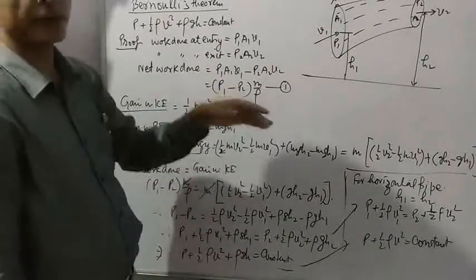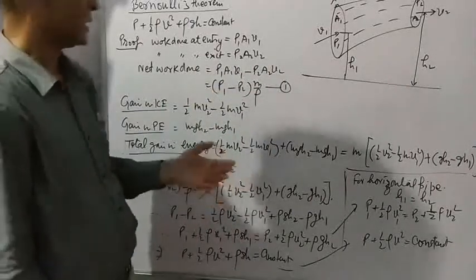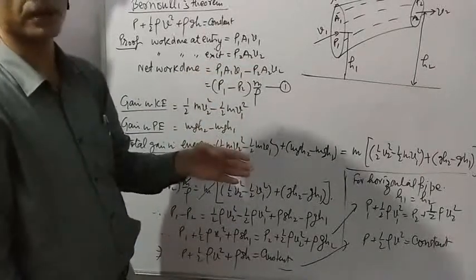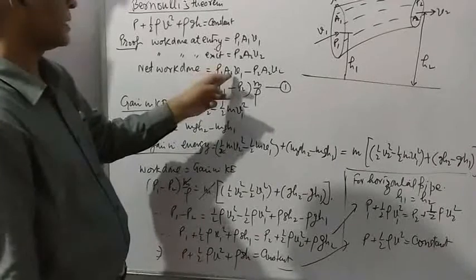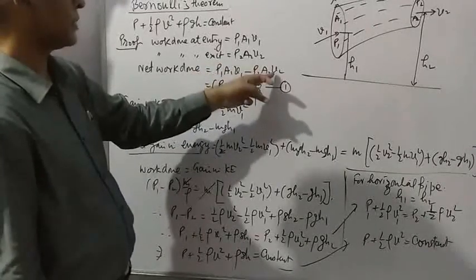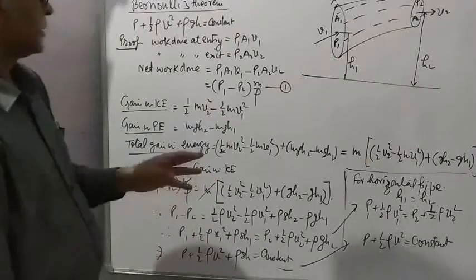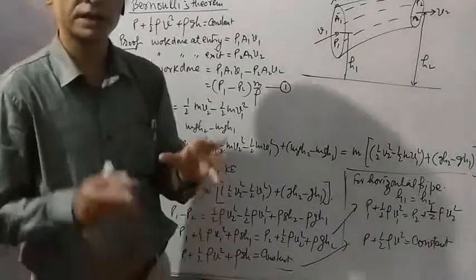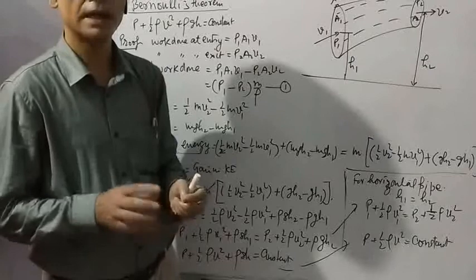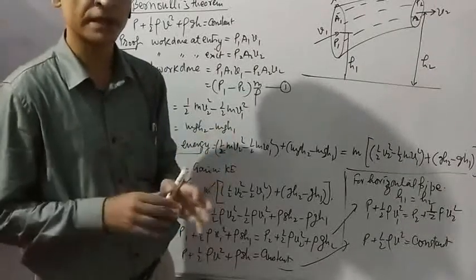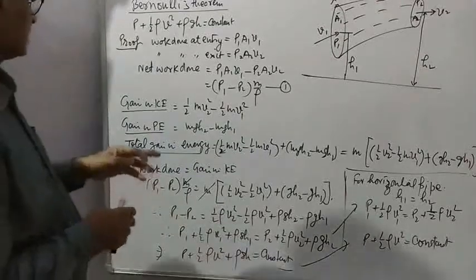And already we know from the principle of continuity that A1 V1 is equal to A2 V2 equal to m by rho. So A1 V1 is m by rho, A2 V2 is m by rho, and m by rho is taken common. When work is done on a system, energy of the system increases. So let us find increase in energy.